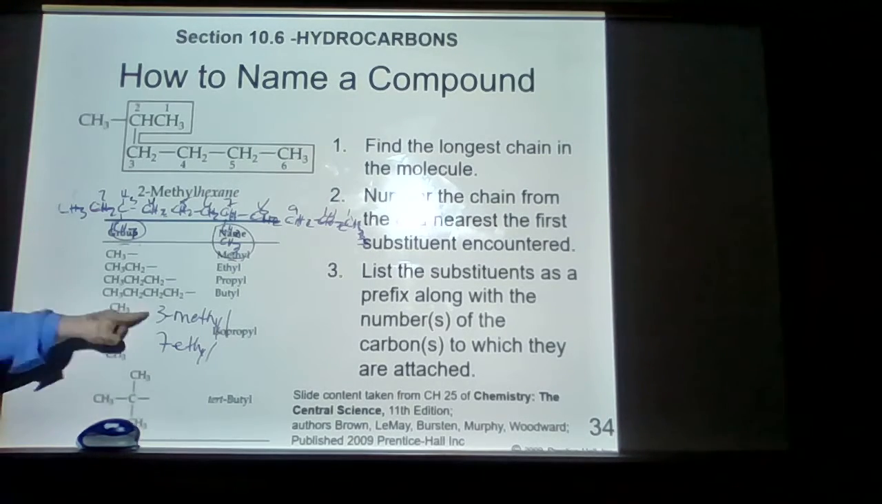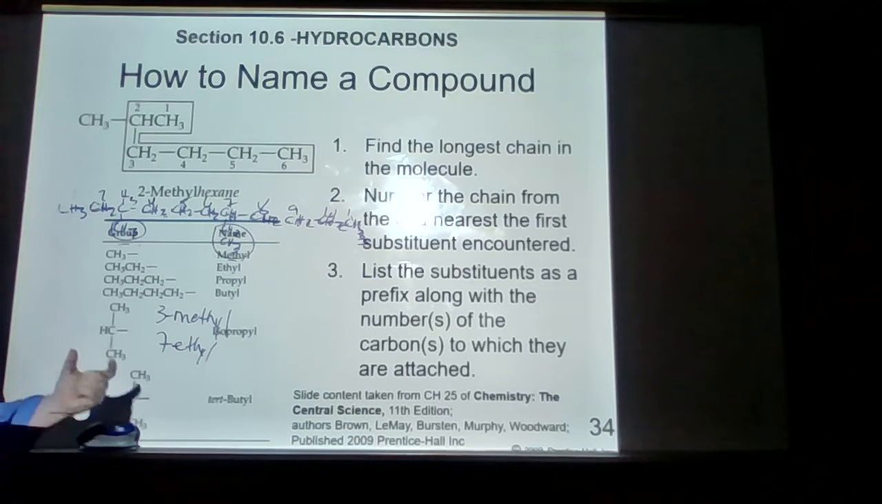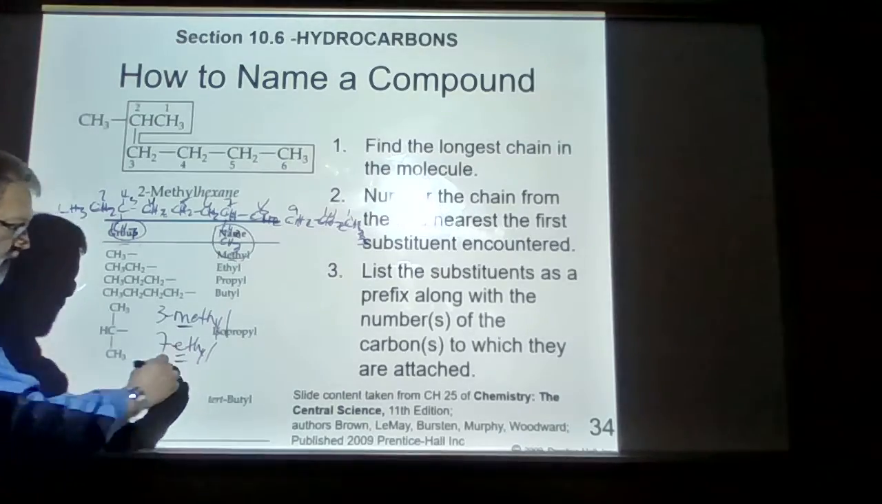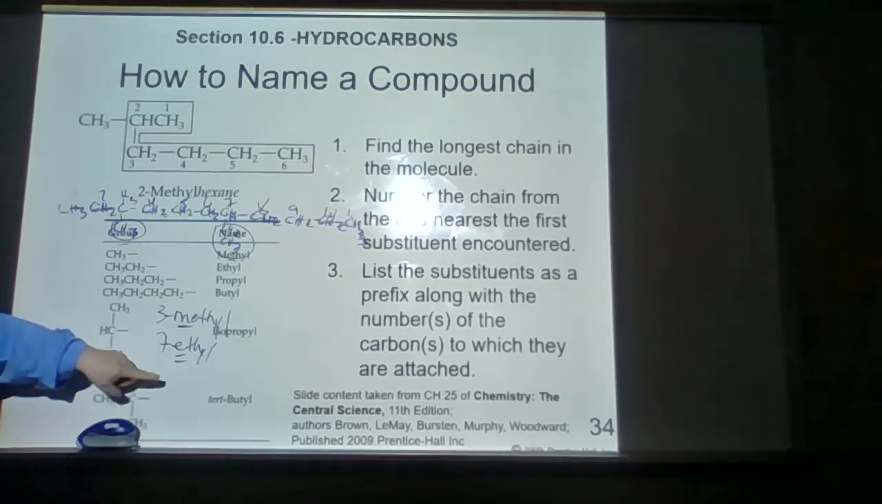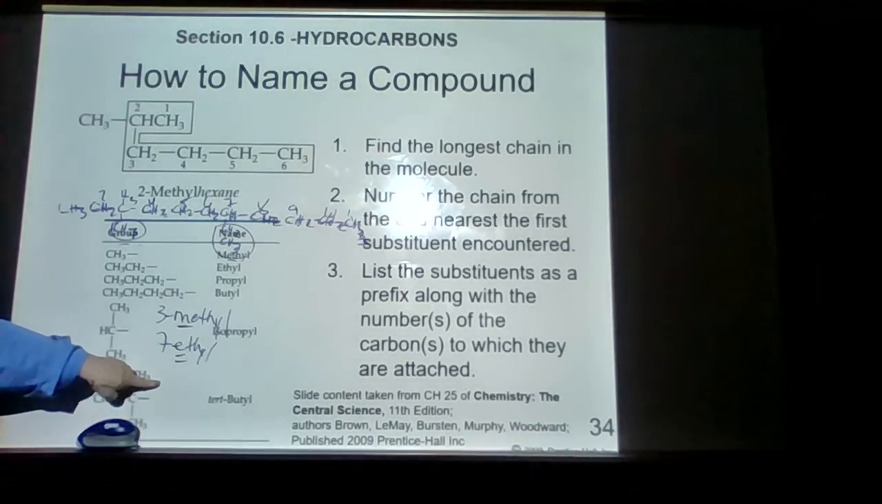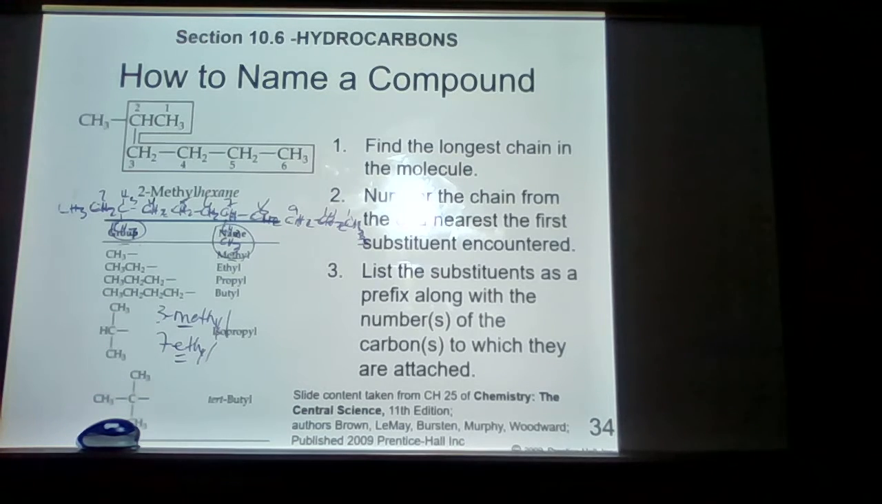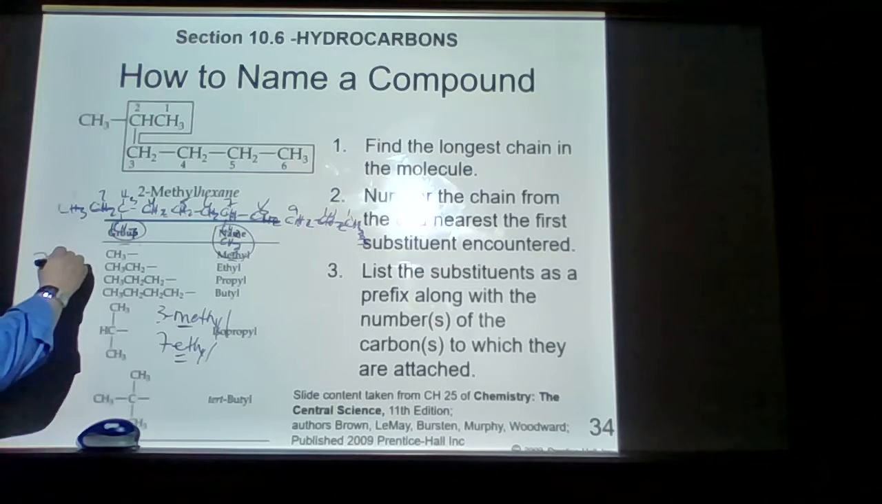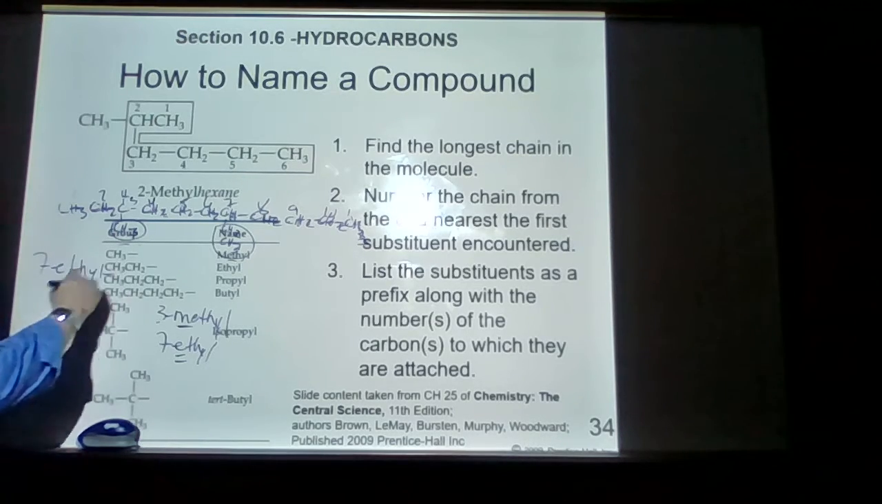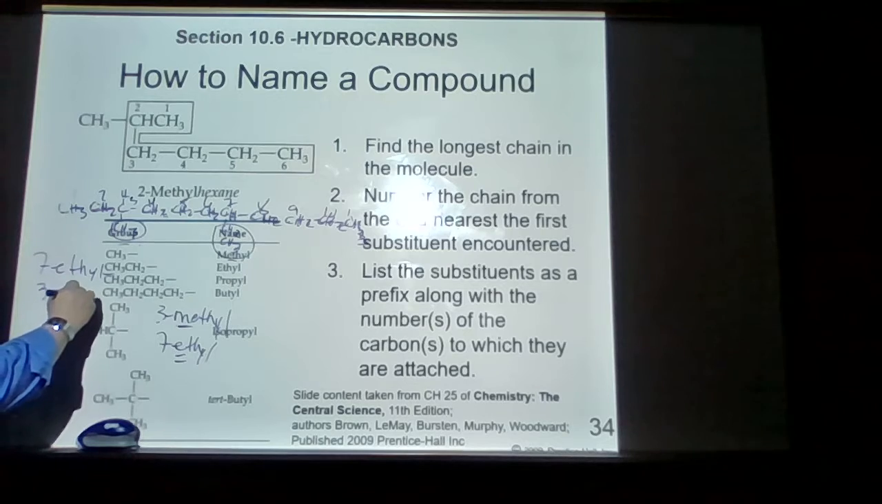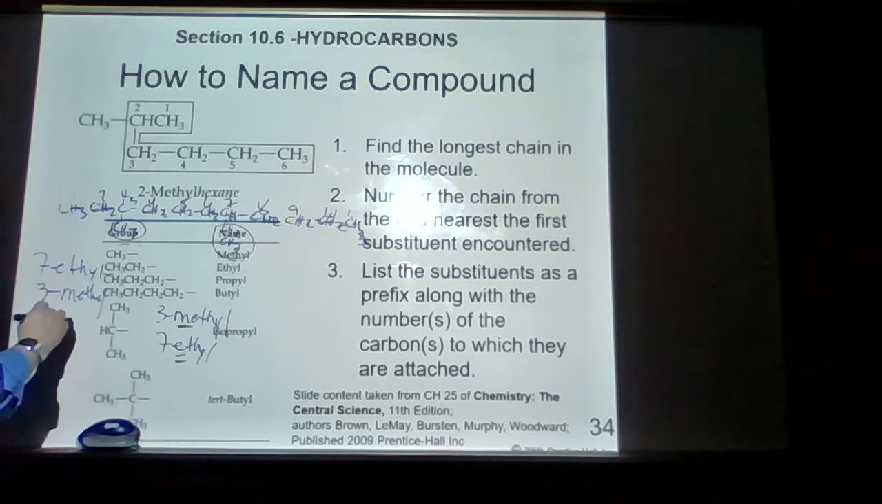Just because the 3 is a lower number than 7 doesn't mean that it's necessarily listed first. We list these alphabetically independent of the number. So what comes first, methyl or ethyl? A, B, C, D, E, F, G, H, I, J, K, L, M, N. So the ethyl comes before methyl. So it is 7-ethyl-3-methyl undecane.